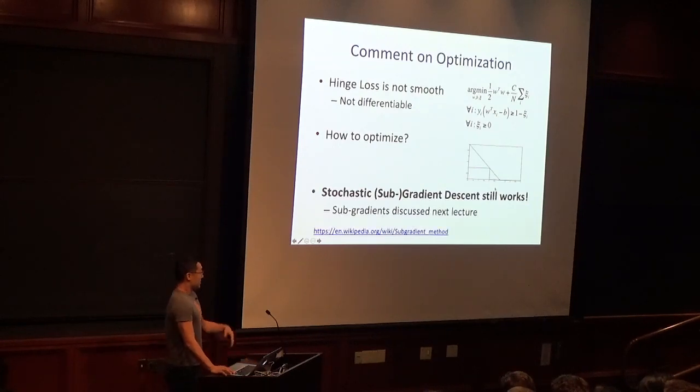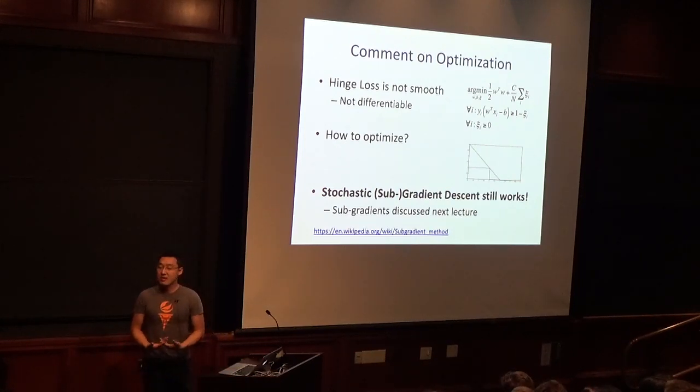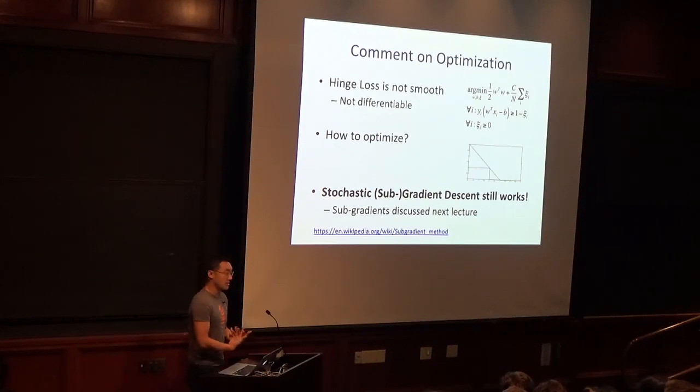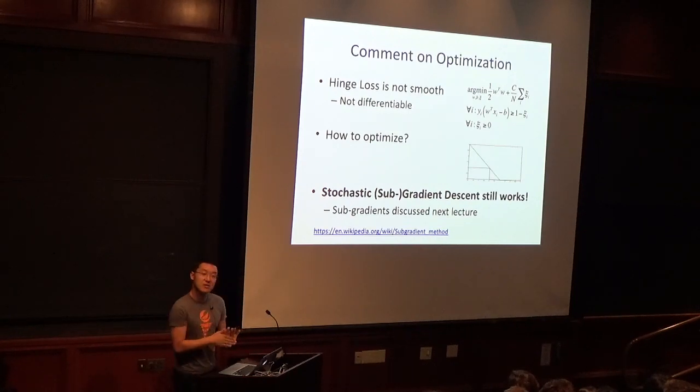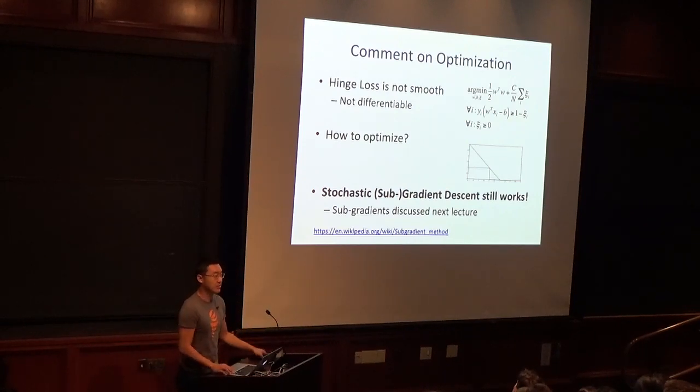We're going to talk about this in the next lecture, but you can still use stochastic gradient descent. You just can't use the exact gradient, but there's a more general concept called the subgradient. When the function is differentiable, the subgradient is unique. When the function is not differentiable but still convex, which the hinge loss is, the subgradient is a set. There's a set of subgradients that you can use, and we'll talk about more of this in the next lecture.